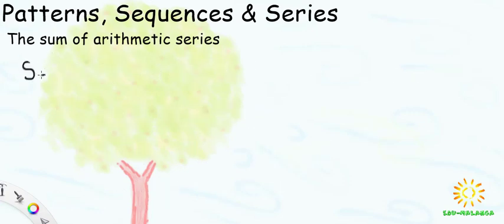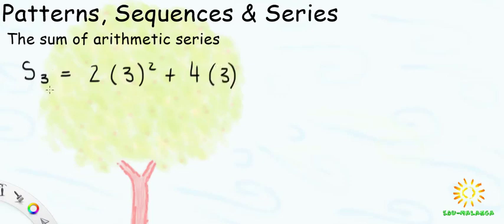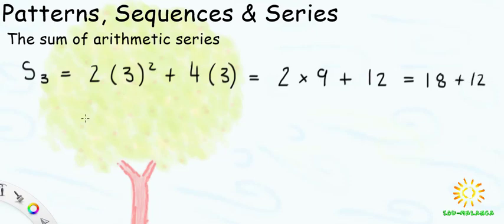We're going to have S3 is equal to 2 times 3 squared plus 4 times 3. Everywhere where we had the variable n in the equation, we've substituted the number 3, and that's going to equal to 3 squared is equal to 9, so we'll have 2 times 9 plus 4 times 3, which is 12. So we're going to have in the end 2 times 9, that's equal to 18, plus 12. 18 plus 12 is equal to 30.